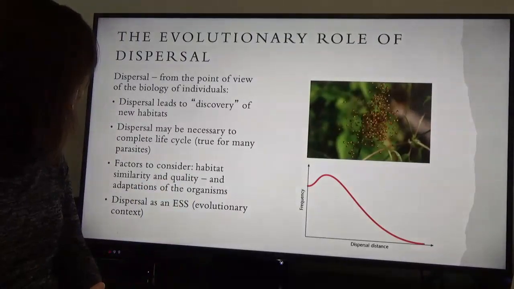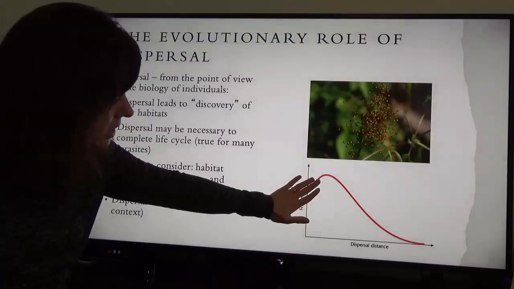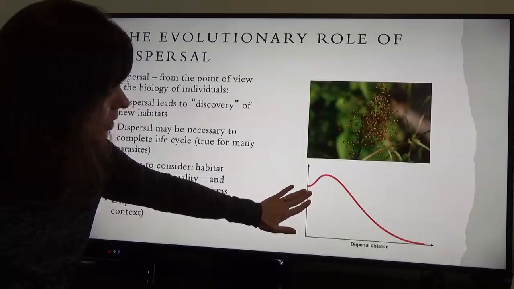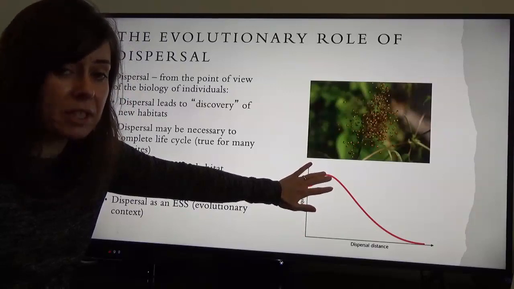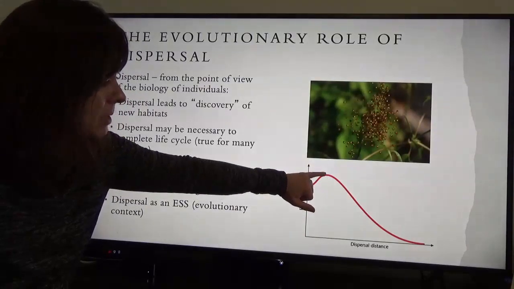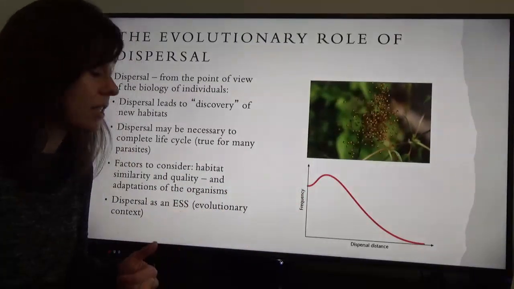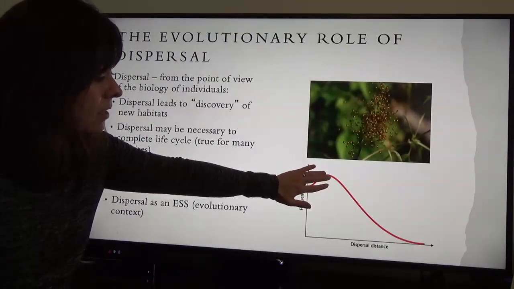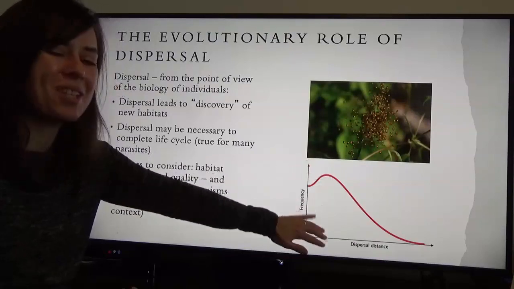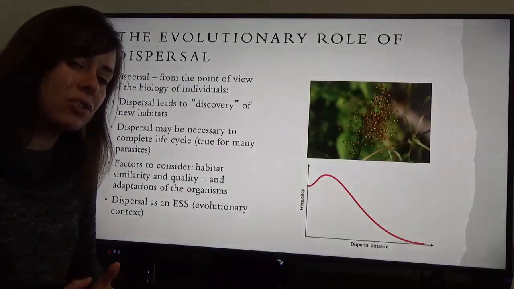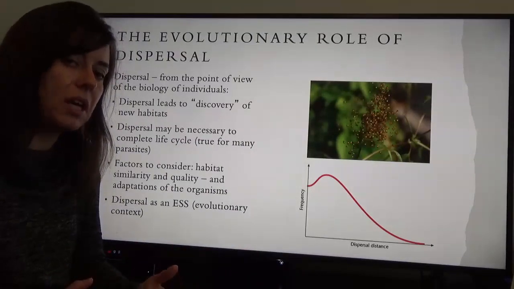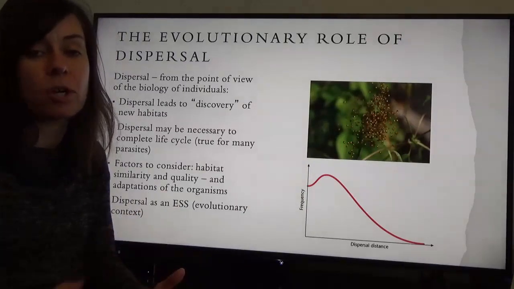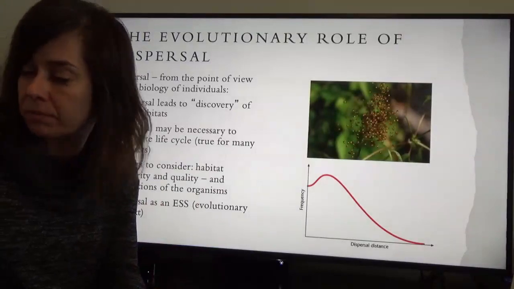And so what we often see is that organisms will disperse some distance away from the adult. The frequency of organisms dispersing away from their parent is high, but the most frequent outcome is a dispersal distance that's just far enough away from the adult. It moves that individual away from its parent, but not so far away that you're taking a big gamble in terms of what the new environment is going to look like.